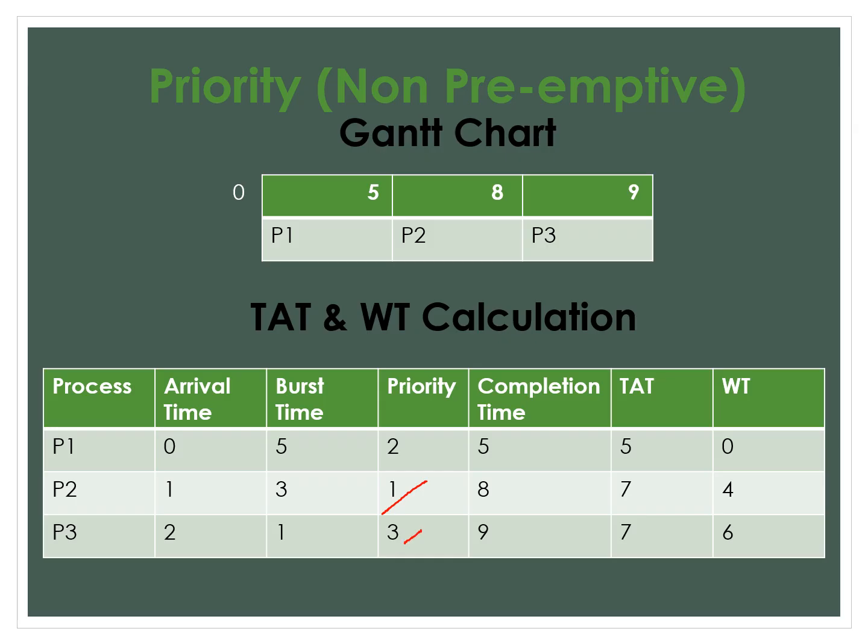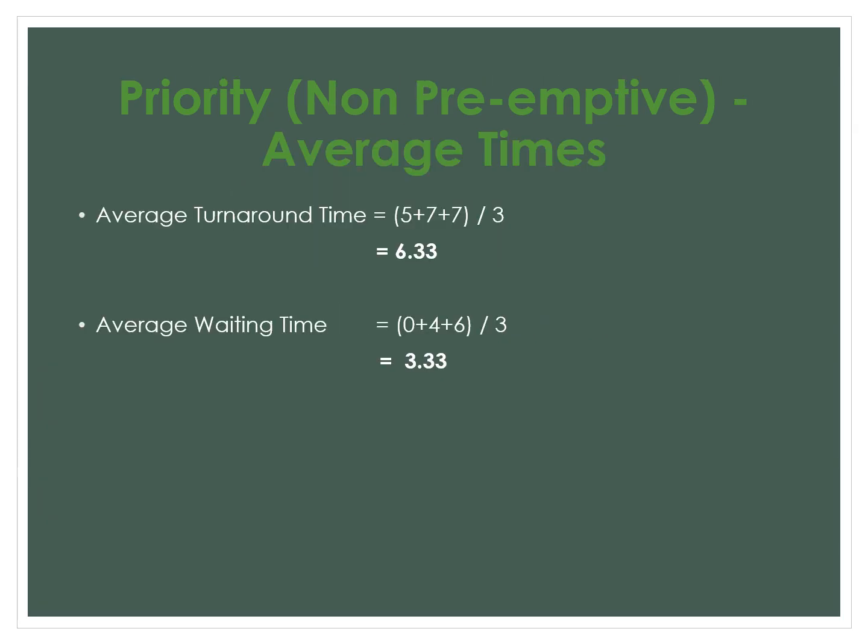Now P3 has the lowest priority. So it executed 1 millisecond. 8 plus 1 is equal to 9. So the completion time of P1 is 5, completion time of P2 is 8, and completion time of P3 is 9. Now we calculate the turnaround time and waiting time. These are the values of average turnaround time and average waiting time of priority non-preemptive scheduling.